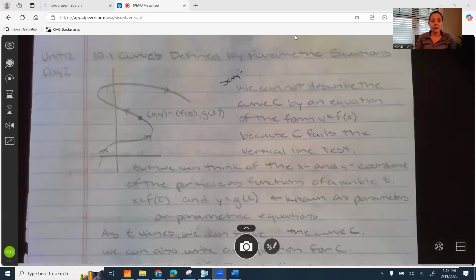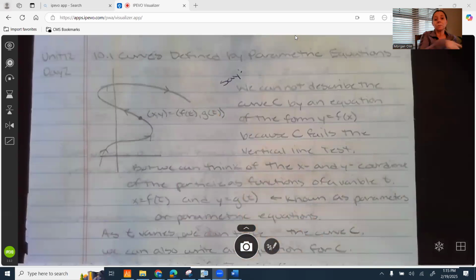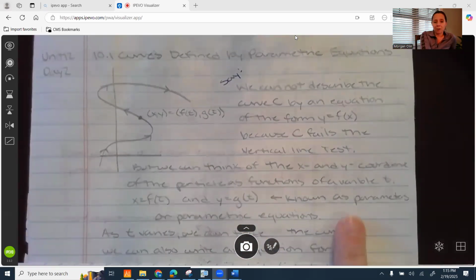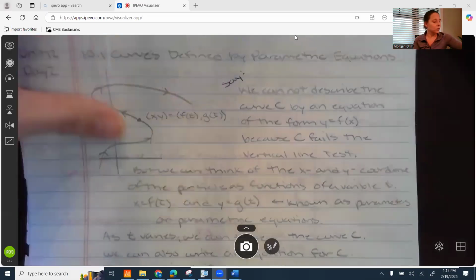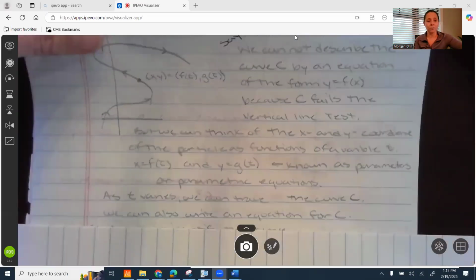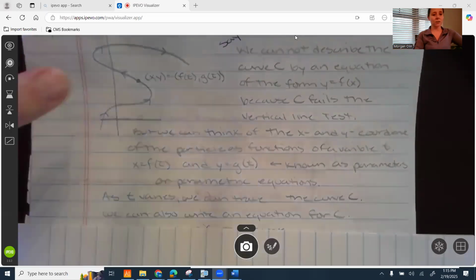But we can think of the x and y coordinates of the particles as separate functions themselves. So each point x, y, we would have f of t, g of t, and these would be two different functions. And these are known as parameters or parametric equations. As t varies, we can trace the curve. We can also write an equation for C. So that's what you're going to see us do today. We're going to write some parametric equations.